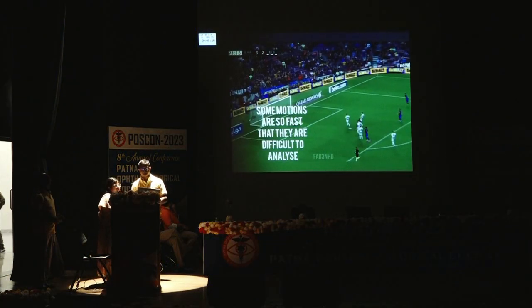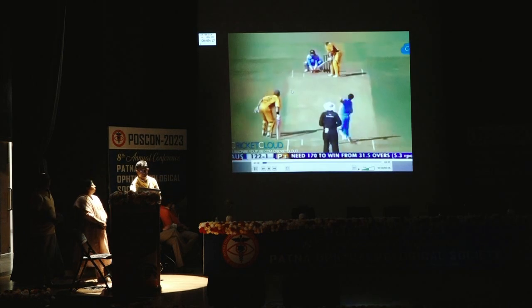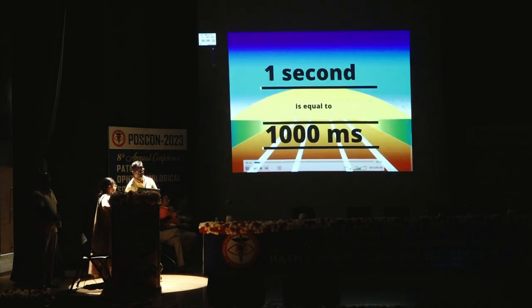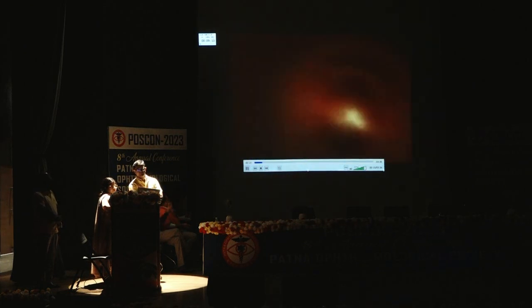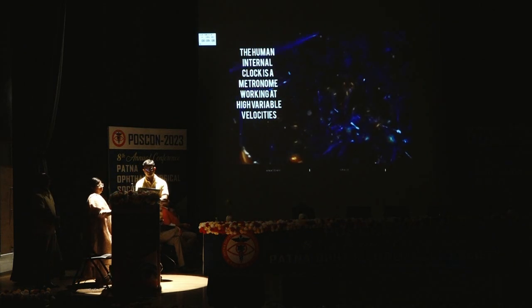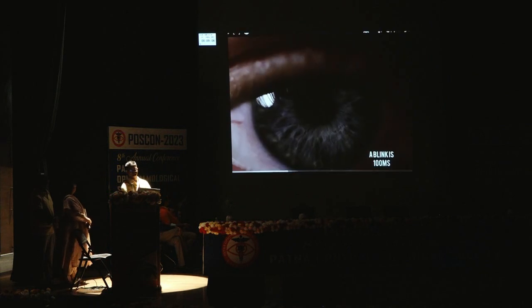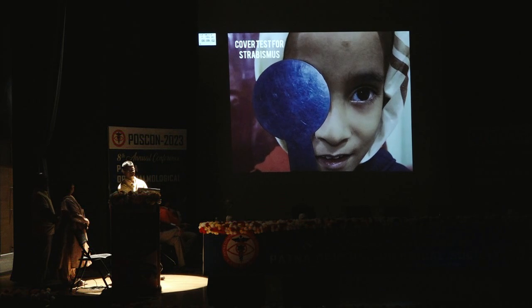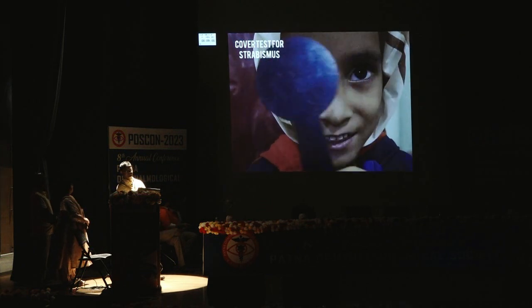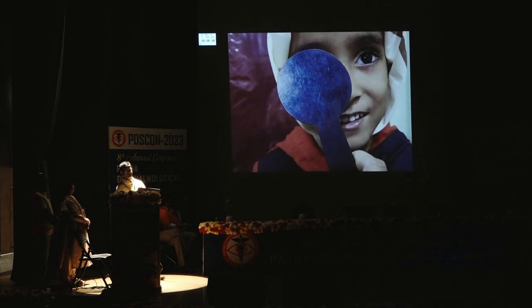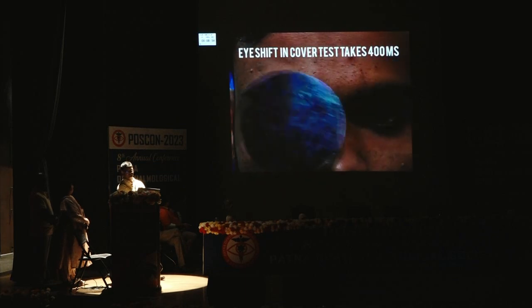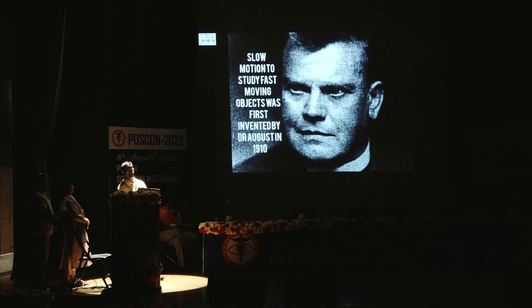Some motions are so vast that they are difficult to analyze. Time is in fact an arbitrary human-made concept. While a second always takes the same amount of time, the human internal clock is a metronome working at highly variable velocities. A blink is 100 milliseconds. The pupil constricts in 200 milliseconds. The cover test, one of the most important tests for strabismus, appears simple but is actually complex. Eye shift in the cover test takes place in 400 milliseconds.